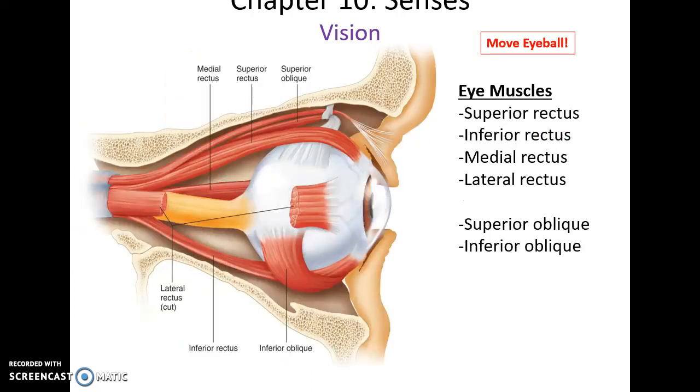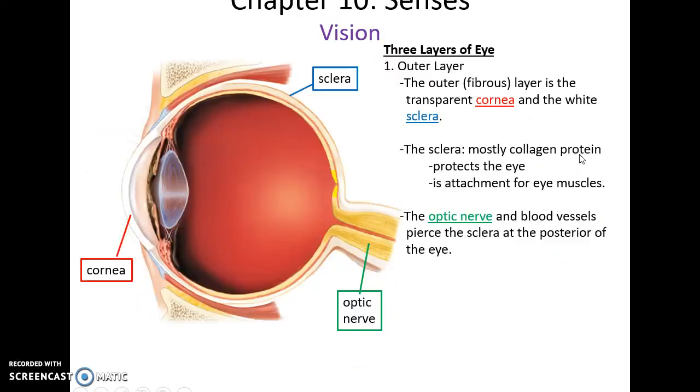Muscles of the eye. We have 6 muscles of the eye: superior rectus, inferior rectus, lateral rectus, and medial rectus. We also have the 2 obliques: superior oblique making a U-turn and inferior oblique. These muscles move the eye.